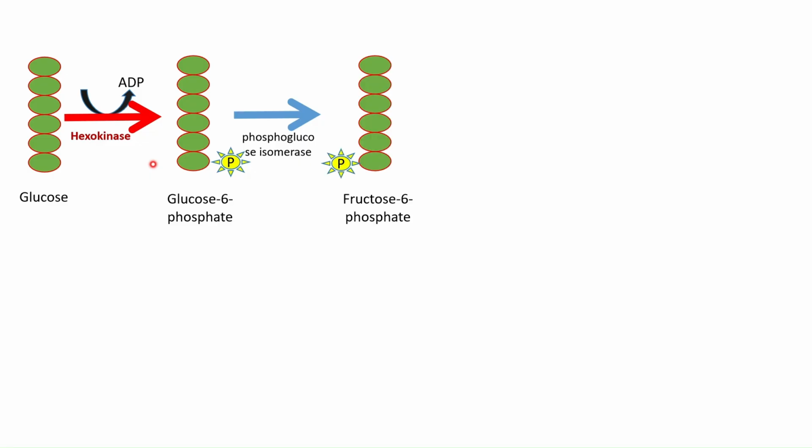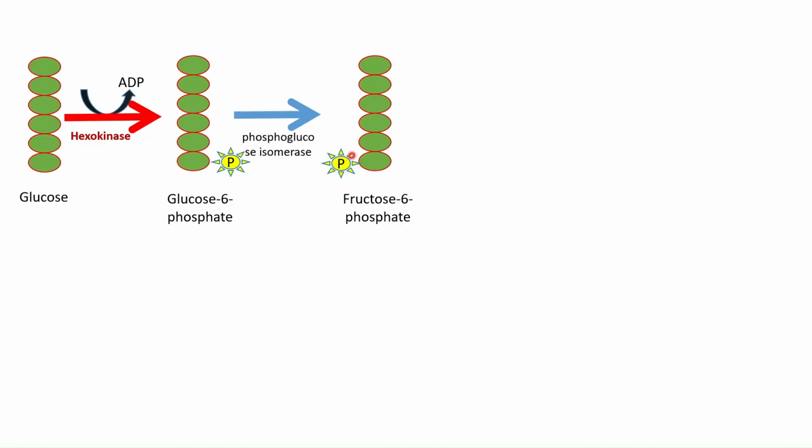So now we have fructose 6-phosphate. And why? Look, we still have 6 carbons. It's still a carbohydrate, but now this is no longer glucose. This is fructose, which is an isomer of glucose. Okay? Which is what I'm trying to show here.